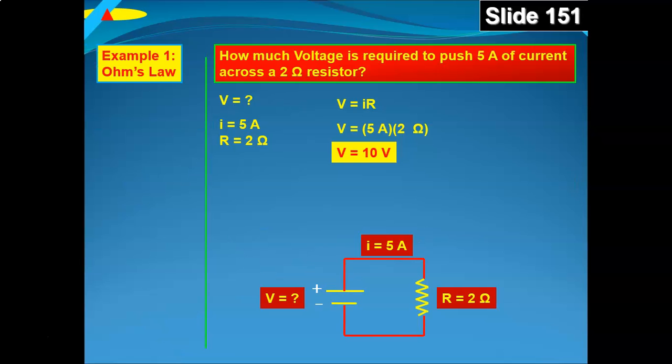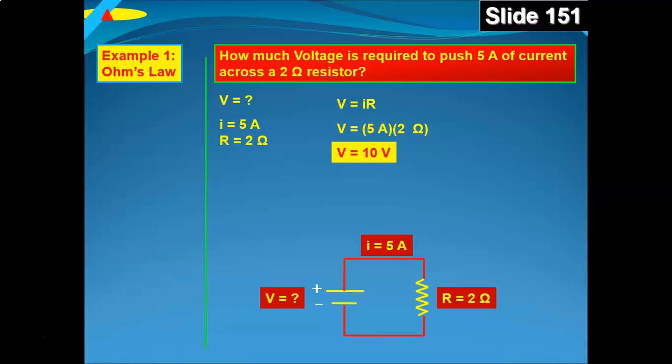So example 1, how much voltage is required to push 5 amps of current across a 2 ohm resistor? So we break down the problem. Voltage equals question mark. That means that's what you're looking for. You're trying to find voltage. That's what the question mark means. Current is 5 amps, I equals 5A, and resistance is 2 ohms.